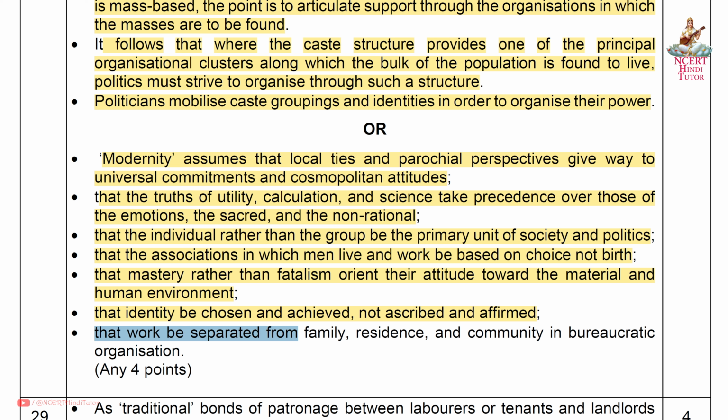That work be separated from family, residence, and community in bureaucratic organization. Friends, you can write any 4 points from the given 7 points.